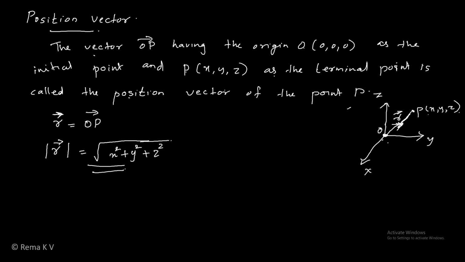See, once again, consider a three-dimensional plane. In that, a point P (x, y, z) is given. To find the position vector of this P, it is the directed line segment OP whose initial point is the origin and the terminal point is the point P itself. The vector OP is the position vector and whose magnitude is given by root of x square plus y square plus z square.